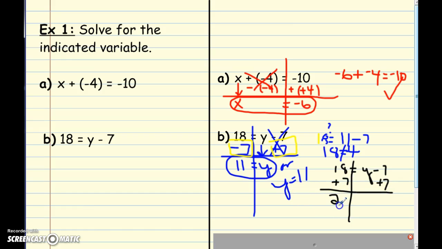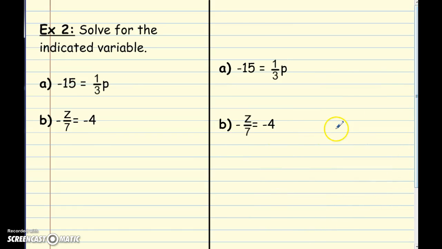So there's 25 equals y. And again, I'm going to check that solution. Put that 25 right here, and I know that 25 minus 7 is 18. So again, y equals 25 is our solution, not 11.